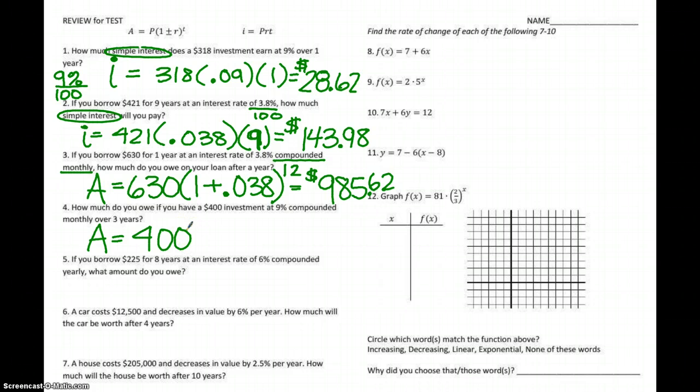$400 is our principal, or the invested amount, and it's 1 plus. Again, this one says it's compounded monthly, so I'm not using simple interest, I'm using compound. And it's 9%, so that 9% right there is 0.09. And it says over 3 years, but it's compounded every month. So how many months are in 3 years? Well, 3 times 12 is 36. It's 36 months in 3 years.